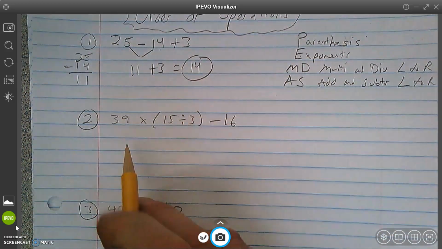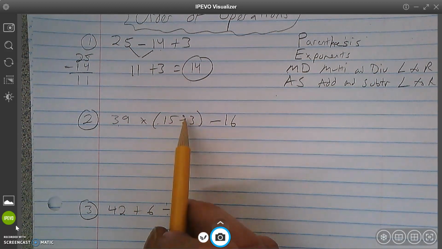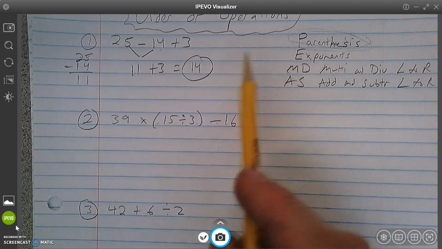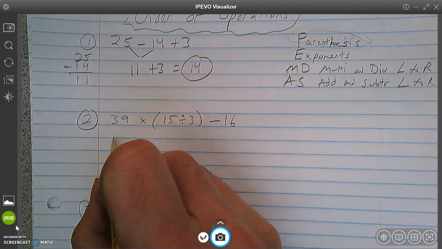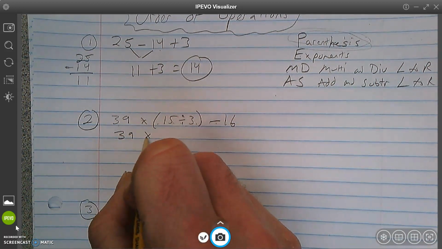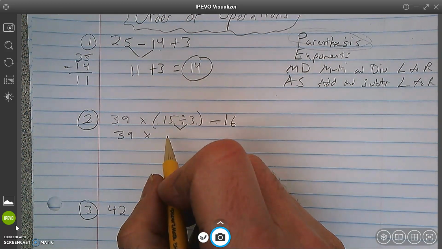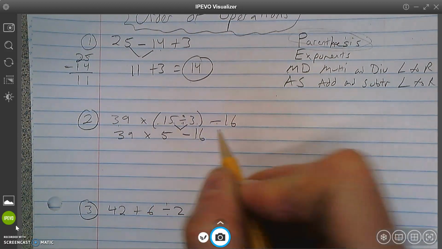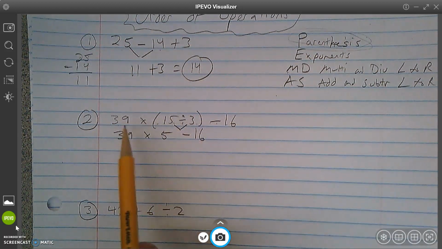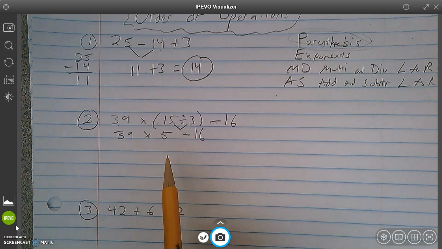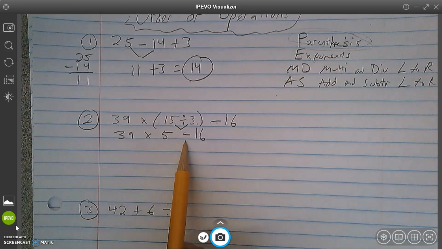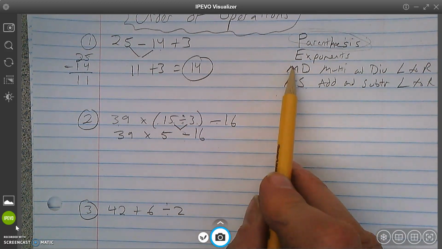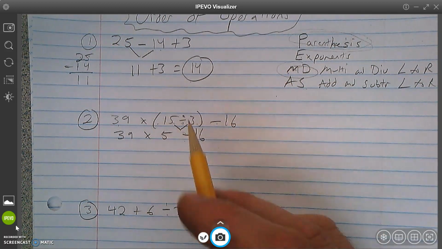Well, let's do this. That's a division symbol. 39 times 15 divided by 3 in parentheses, minus 16. Well, obviously, I got parentheses, so I'm hanging out here first. So 39 times 15 divided by 3 is 5. Minus 16. Okay, so now every single step, I just see what I got. So multiplication and subtraction. Multiplication is higher up the hierarchy than subtraction. So this is the level I'm at now.